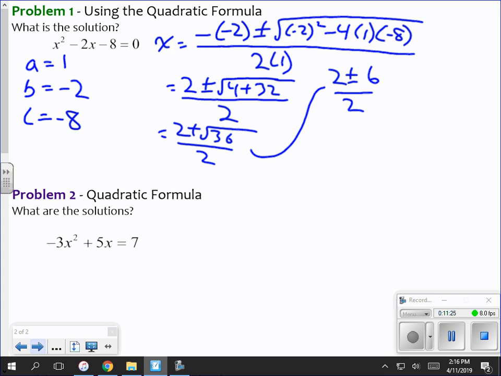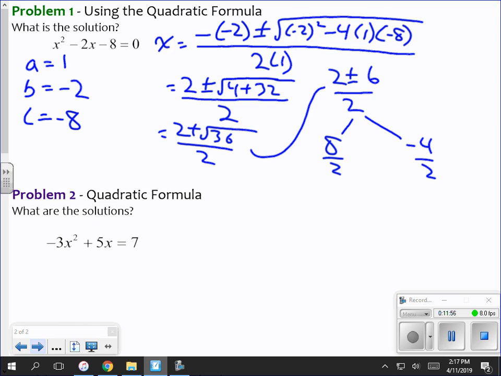I have 2 answers, right? I have 2 plus 6 divided by 2. 2 plus 6, that's 8 divided by 2. And I have 2 minus 6, which is negative 4, divided by 2. I do 2 plus 6, I do 2 minus 6, because it's 2 plus or minus 6. Okay, are you with me? Do you see that? 2 plus, 2 minus, my 2 answers.